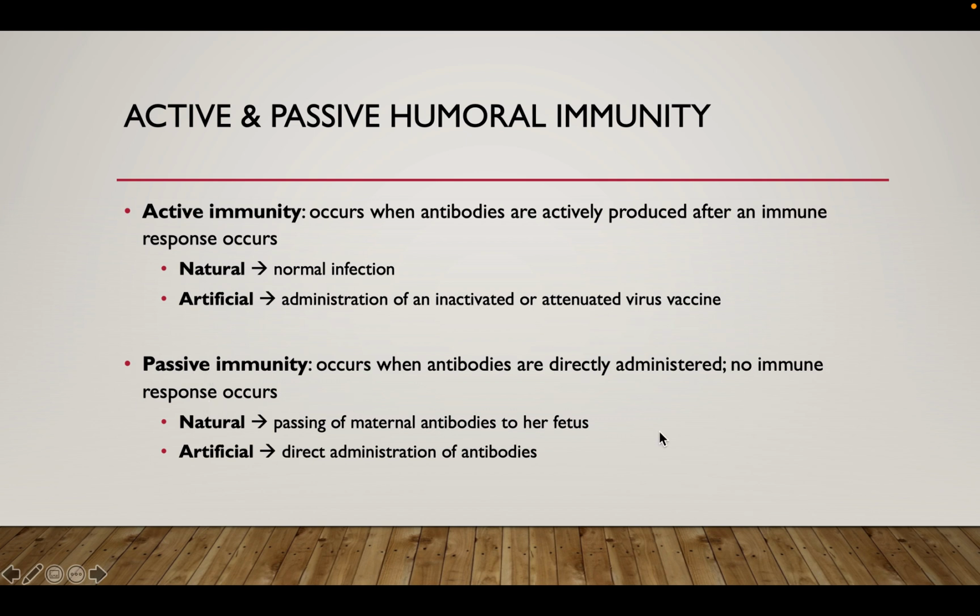With passive, we said the antibodies are just directly administered. For natural passive, this occurs commonly between a mother and her fetus. Antibodies are able to pass through the placenta from the mother. This is natural because it is a natural process, but passive in terms of the fetus receiving the antibodies. The fetus did not have to actively make the antibodies. They were directly administered to it. There can also be antibodies passed in the breast milk to a newborn baby as well.